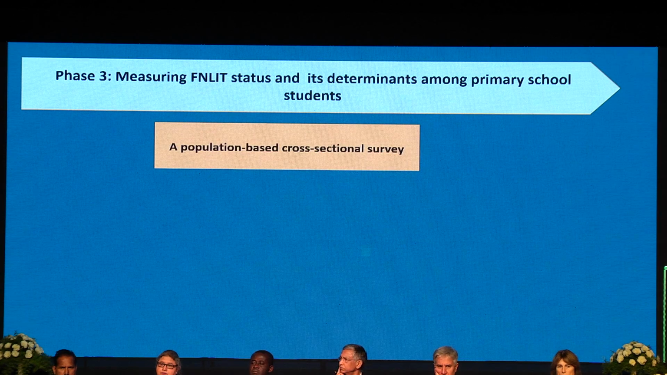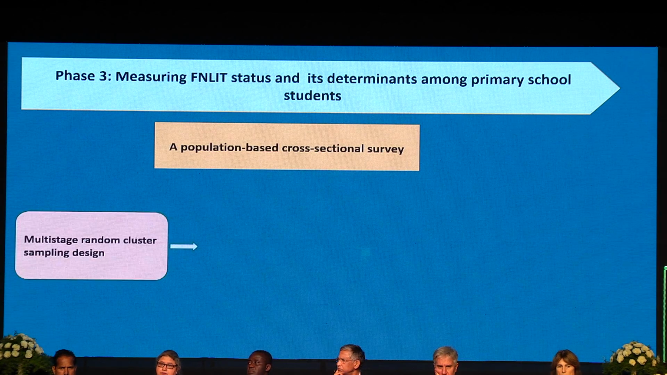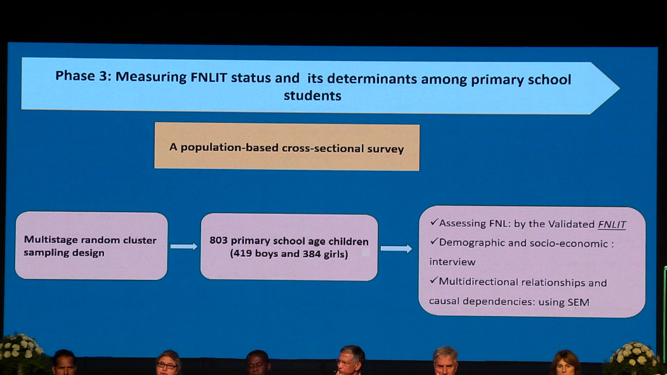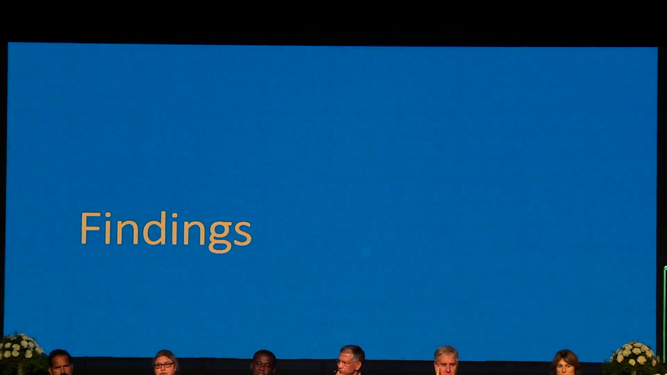We used the questionnaire in a population-based cross-sectional survey, and through multi-stage random cluster sampling, we studied around 800 boys and girls, school-age children, to find out about the level of their food and nutrition literacy and some of the demographic and socioeconomic correlates and determinants, to find out the recommendations for future interventions.